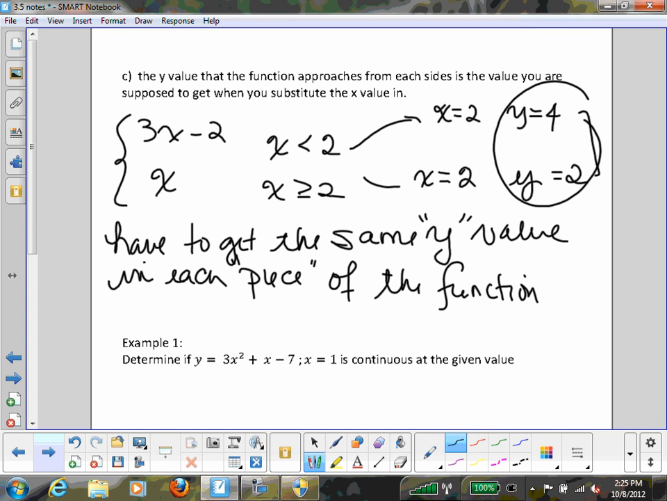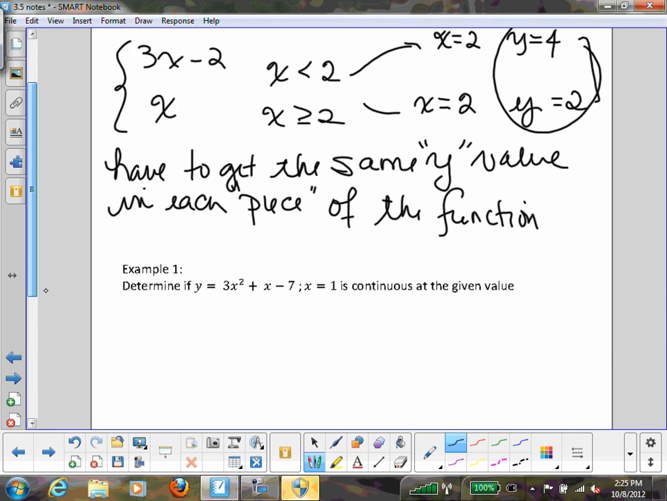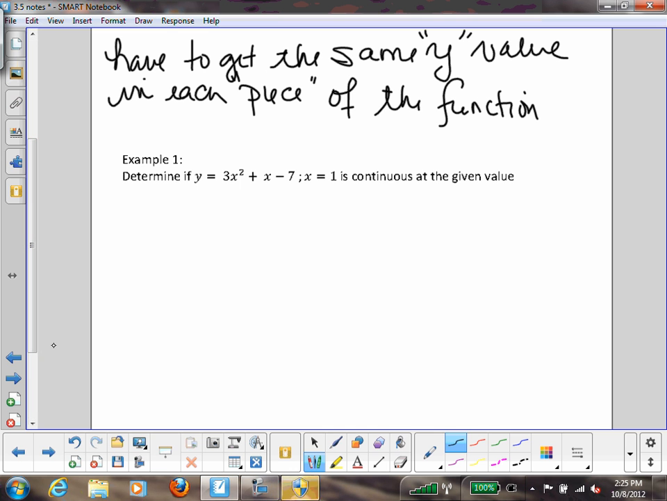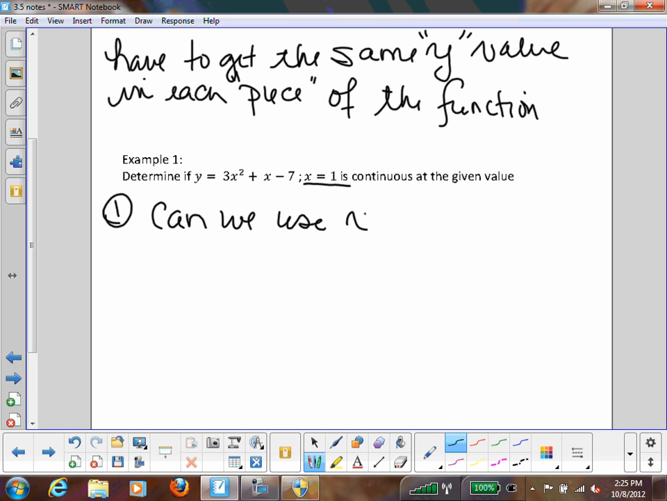Are we good? All right, so let's look. Here's an example. Determine if y equals 3x squared plus x minus 7 is continuous at that value when x is equal to 1. All right, so case number 1. Can we use x equals 1? That's the first question. Does it create an undefined value anywhere? We don't have a denominator, so we're good. Yes, we can use it.